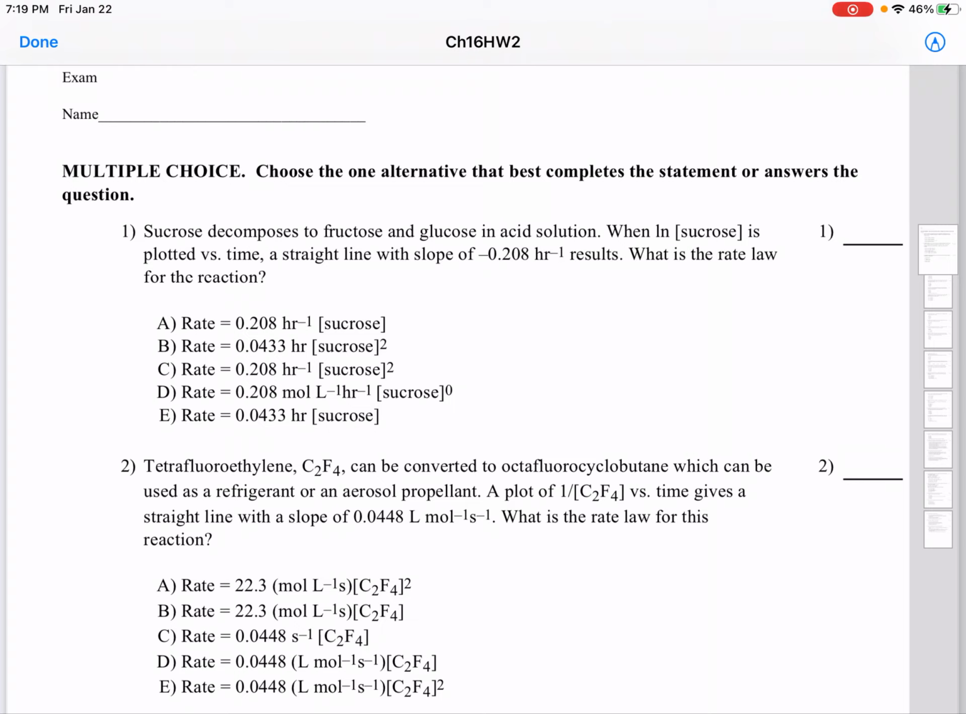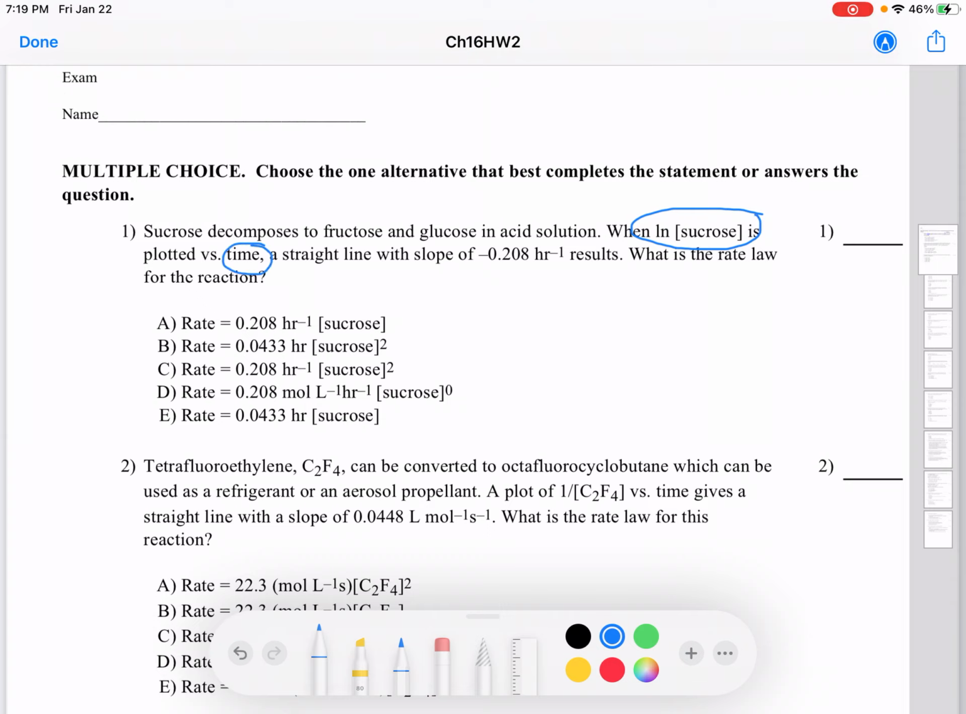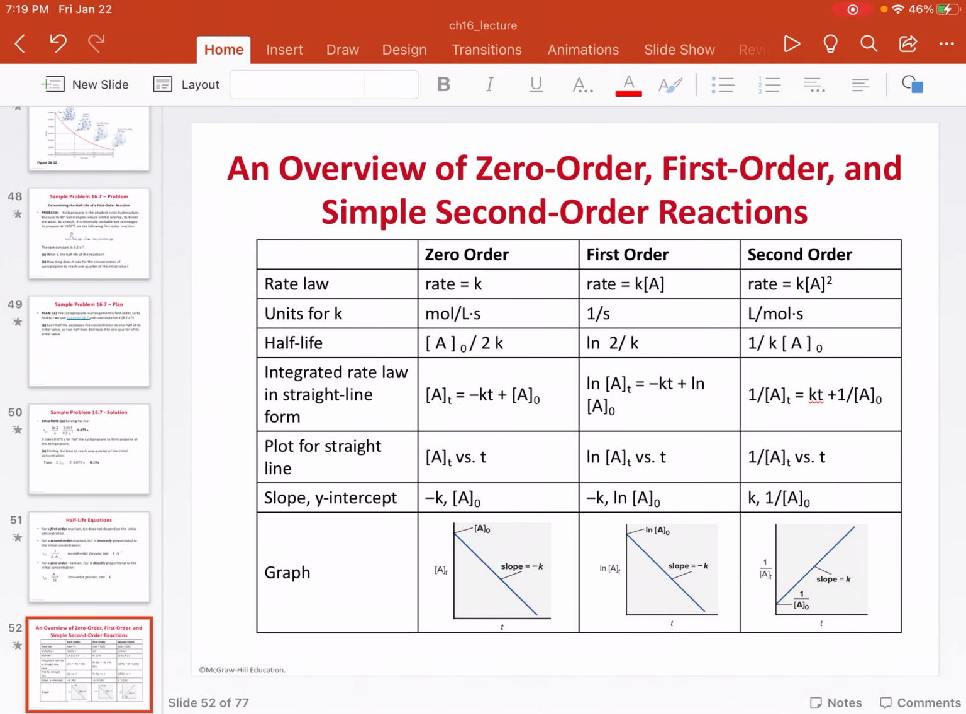Now, what information we have here is, you guys can see that the graph was plotted ln sucrose versus time. And also we are given the rate constant, which is the slope, negative 0.208 per hour. So with these two pieces of information we can find out what is the order of the reaction, and with respect to that order, what the slope is going to be. So we can refer to our plots over here.